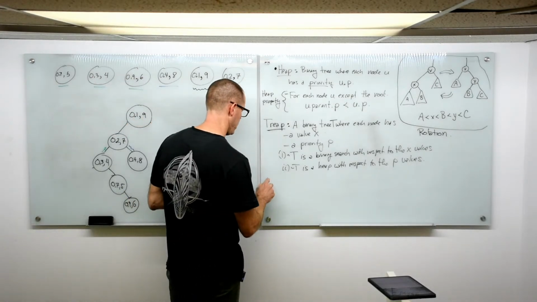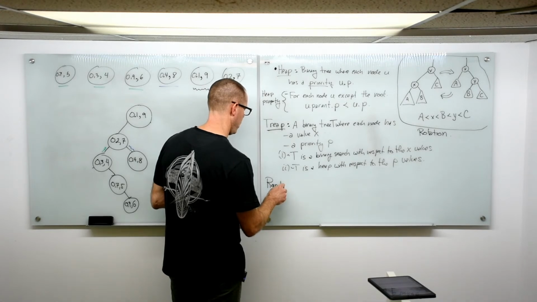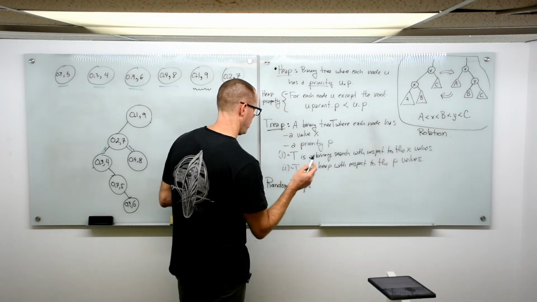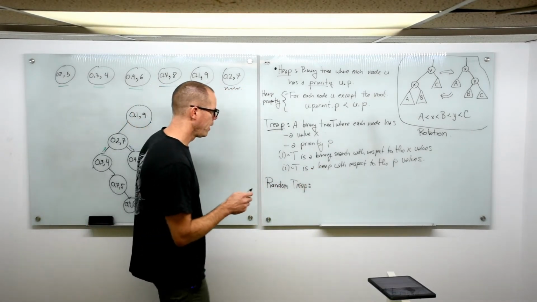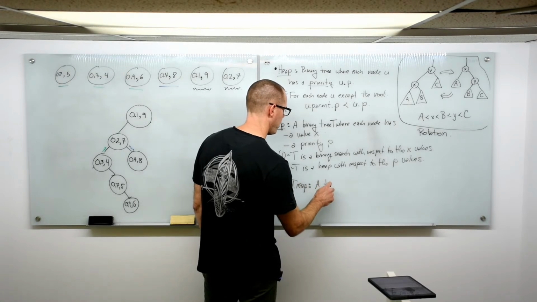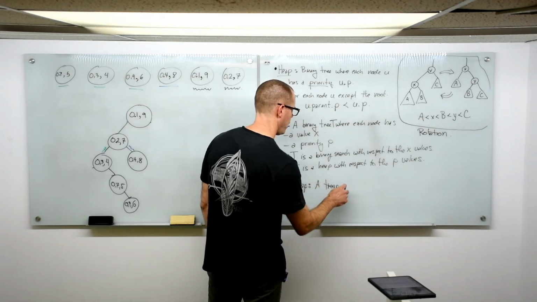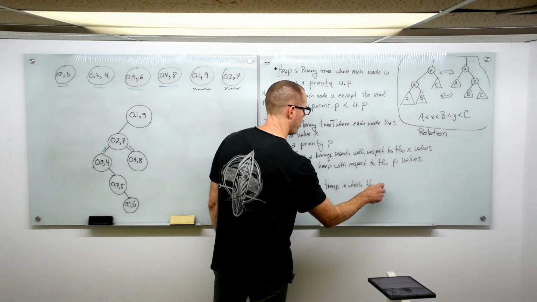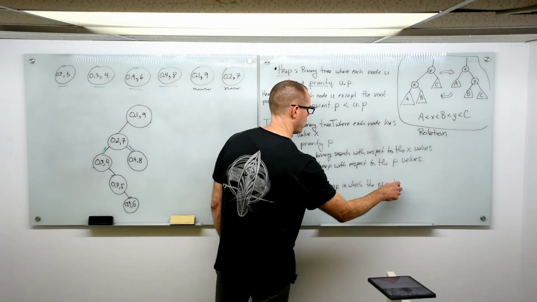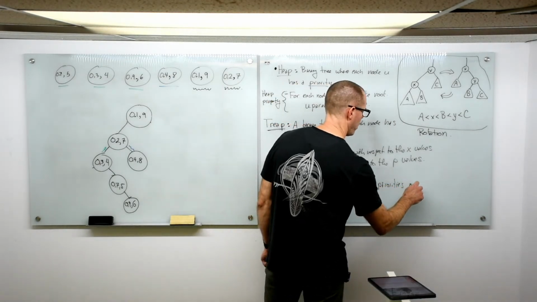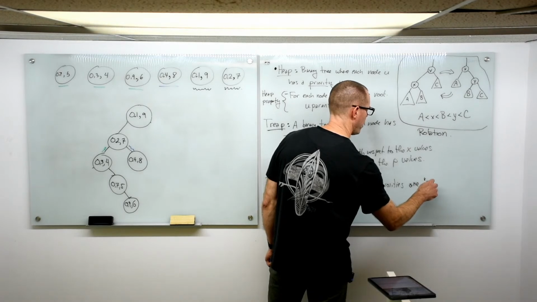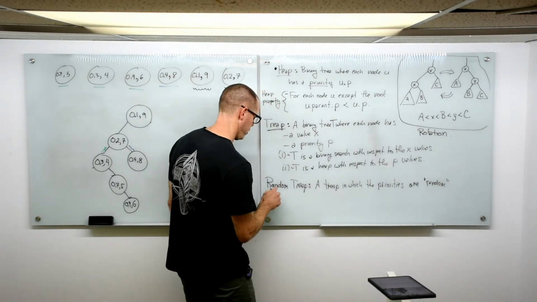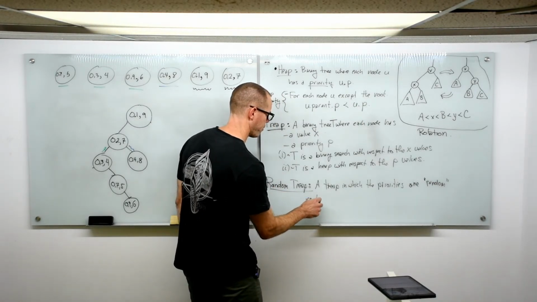Now, let's define something else. A random treap. Well, a random treap is just a treap in which the priorities are, all right, random, let's say real numbers.